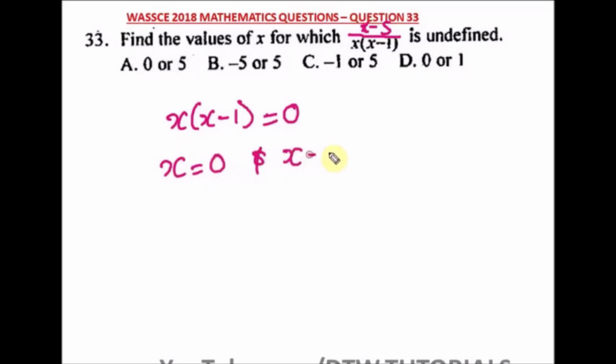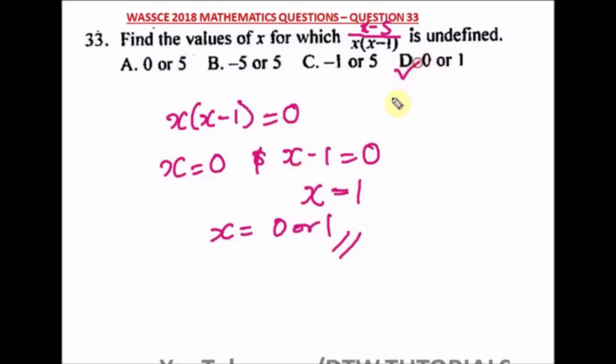Okay, when you're told to find the values of x for which this particular expression is undefined, it means that x bracket x minus 1 is equal to 0. That is undefined. So we have x is equal to 0 and x minus 1 is equal to 0. Here x is already equal to 0. From here x will be equal to, take minus 1 to the other side, a positive 1. So we have x is equal to 0 or 1. Okay, so this is our answer, and our right option here is option D.